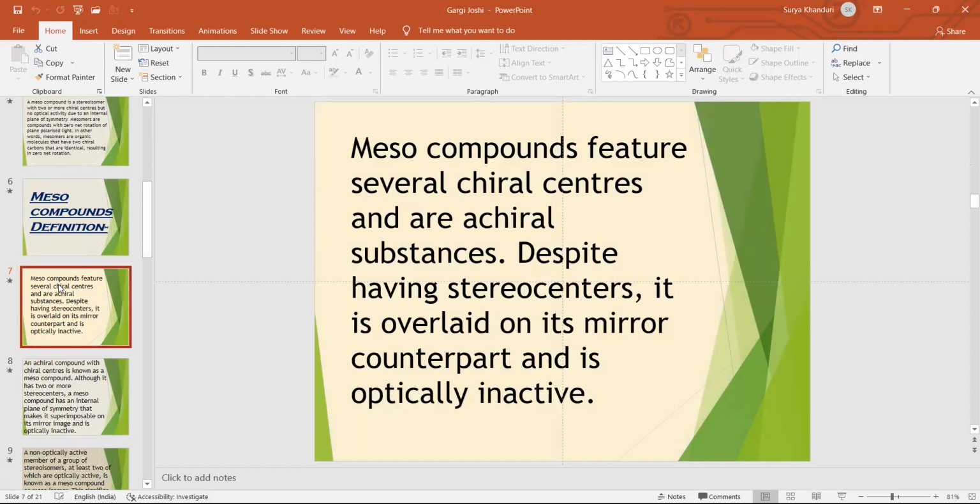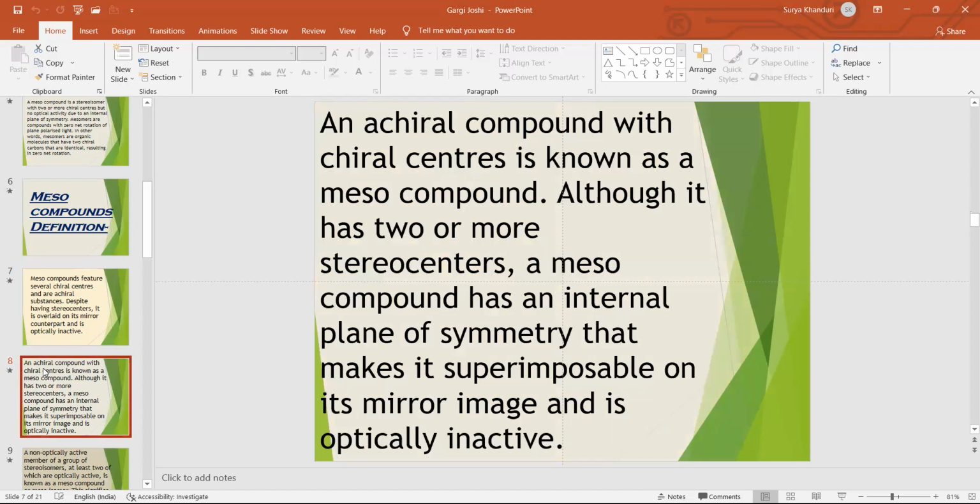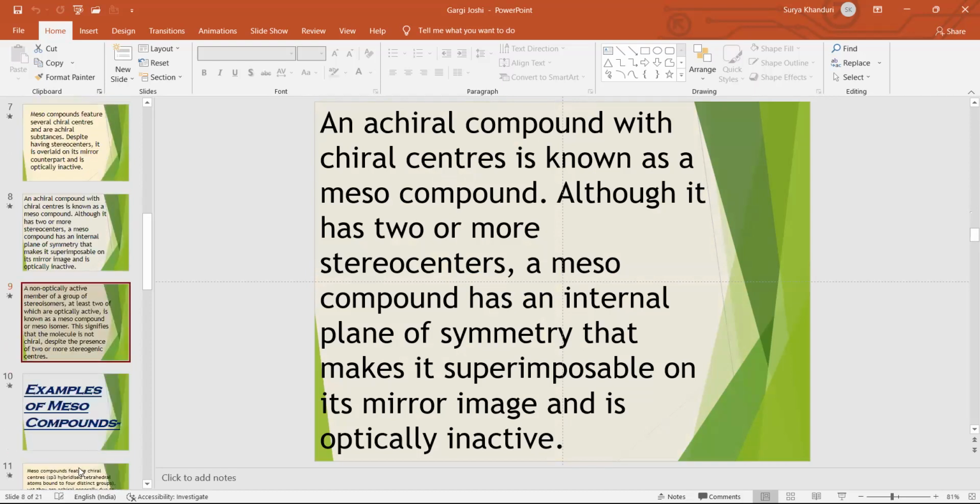Meso compounds feature several chiral centers and are achiral substances. Despite having stereocenters, it is superimposable on its mirror counterpart and is optically inactive. An achiral compound with chiral centers is known as a meso compound. Although it has two or more stereocenters, a meso compound has an internal plane of symmetry that makes it superimposable on its mirror image and is optically inactive.